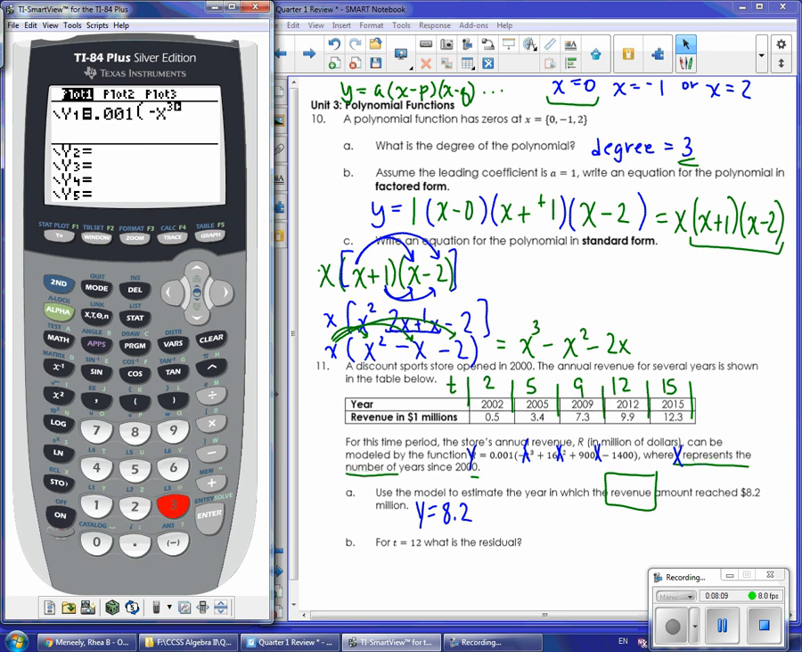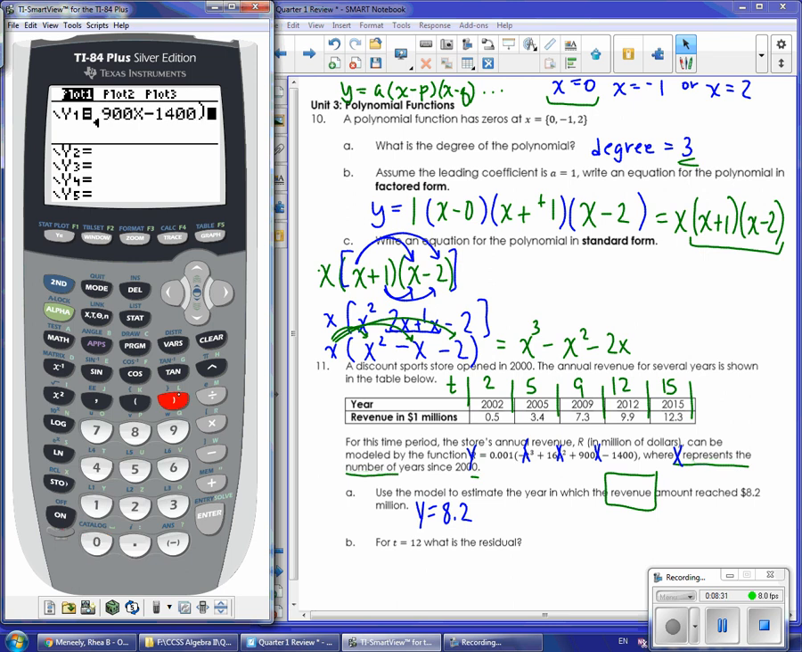Just make sure if you have one of the newer calculators that you move the cursor out of the exponent before typing in the rest of your equation. Then I'm going to have plus 16. Again, I'm going to use an X. This time I'm going to just use my X squared button. Plus 900X minus 1400.